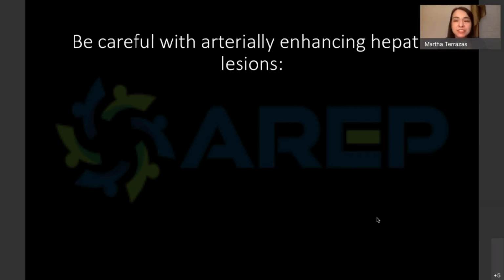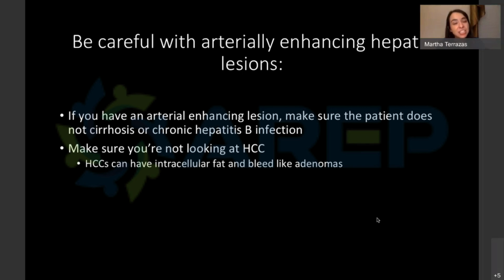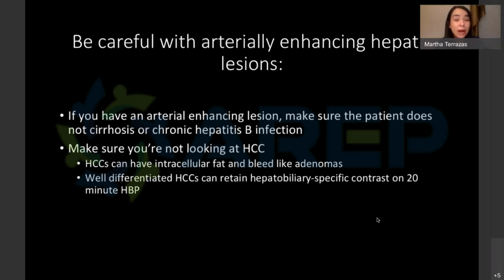So when we're talking about arterially enhancing liver lesions, we do have to be careful, because if we have an arterially enhancing lesion, we want to make sure this patient does not have cirrhosis. They do not have chronic hepatitis B infection, right? Because once you have cirrhosis or chronic hepatitis B infection, then you have to start thinking of HCC, and we'll cover that in a separate lecture. Because HCCs can have intracellular fat and they can bleed like adenomas. And well-differentiated HCCs can retain the contrast on that 20-minute hepatobiliary phase. So it's very important that we know that this patient does not have cirrhosis or chronic hepatitis B. And that will be covered in a separate lecture.